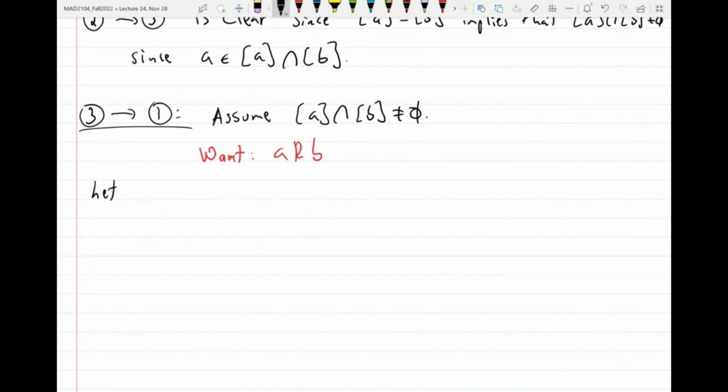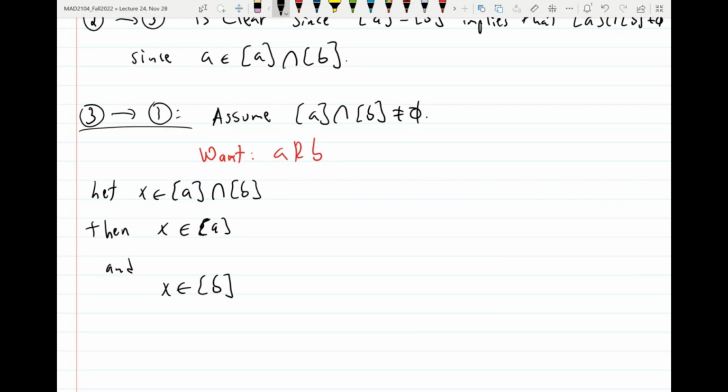So let X be an element in the intersection. Now, this is not an empty claim because we know the intersection is not empty. So there is something that's common to both. So then this means that X is in the class of A and X is in the class of B. And this is just the definition of intersection, right?